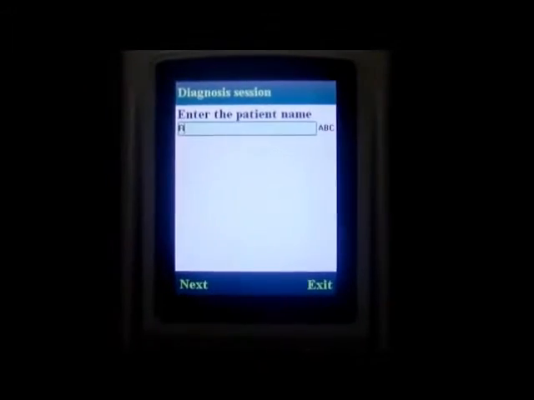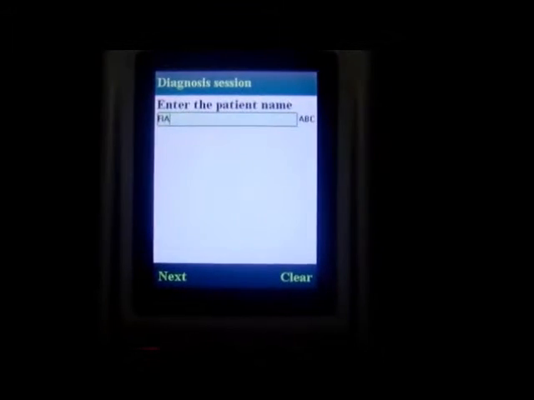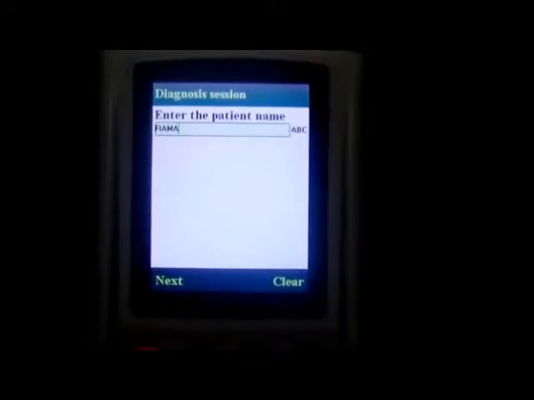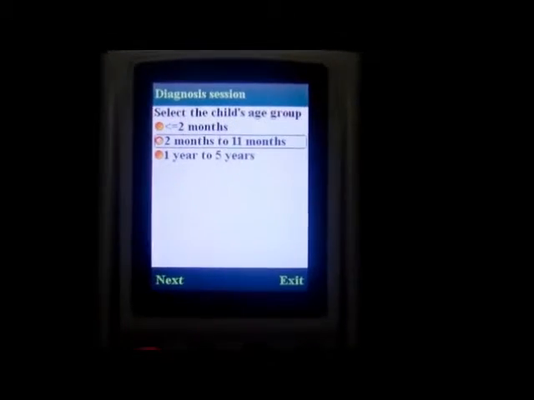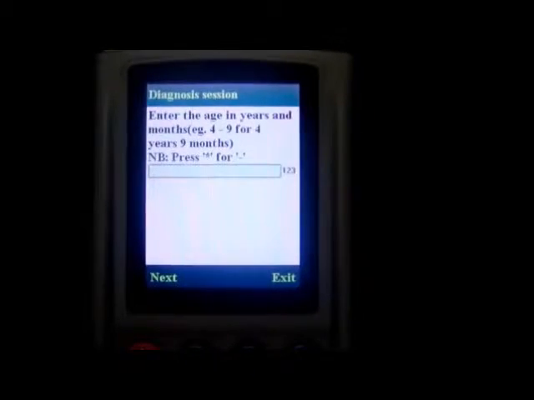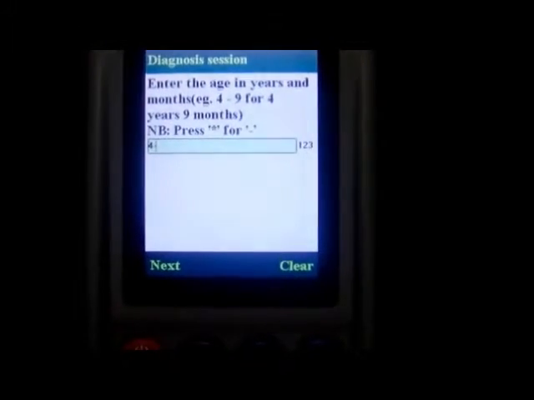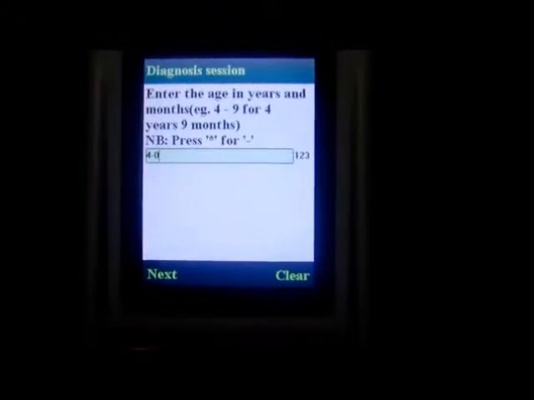Now let us consider a case of Rama, who is a 4-year-old girl child in the village. She has loose motion for the past 10 days. Her mother has been unable to take her to the hospital over the last week. Now that it's 10 days already and there is no improvement, her mother panics. Let's see how Amrita helps the village health worker to take the decision.